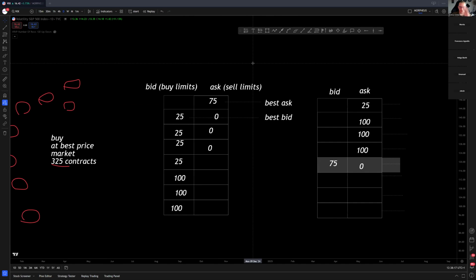But is everything clear for now? Please type an 8 in the chat if everything is clear. Okay, awesome.